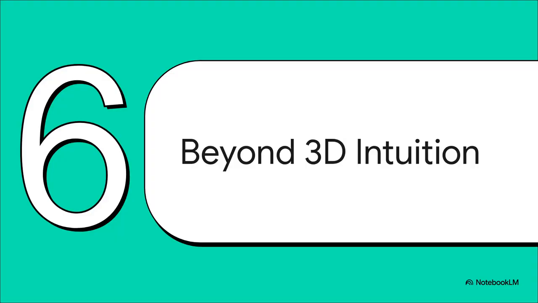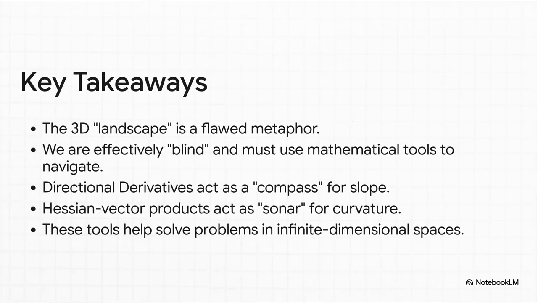Okay, so let's pull all of this together. What's the big takeaway from all this? I mean, we started with a pretty simple question, but where have we ended up? Well, we started out wanting a map, a nice 3D picture of the landscape. And we learned pretty quickly that's just the wrong way to think. The real first step is to accept that we're basically blind navigators in this bizarre, high-dimensional universe. But, and this is the important part, we are not helpless. We have this amazing toolkit, a compass in our directional derivatives, and a sonar in our Hessian vector products. And with those tools, we can find our way and even solve problems that seemed totally impossible before.